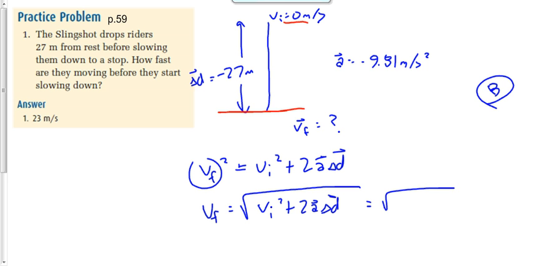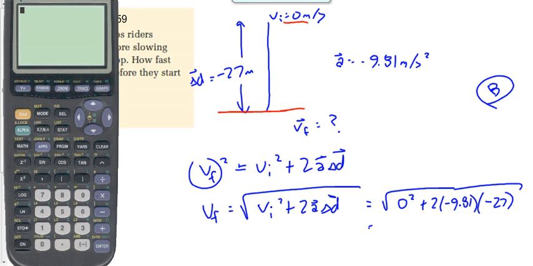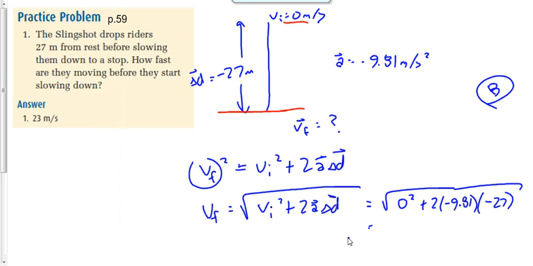All right, what do we got here? VI is 0. 0 squared plus 2 times negative 9.81 times the displacement of negative 27. Careful with those signs as well. Let's figure out what we got here. Let's get what's inside the square root sign first. 0 plus, let's put everything in brackets here, 2 times neg 9.81 times neg 27. And then don't forget to square root that. When we do square root it, we get probably the answer that's in the book, 23. Yep.